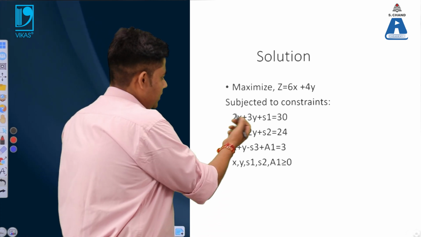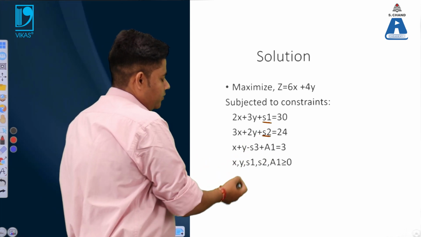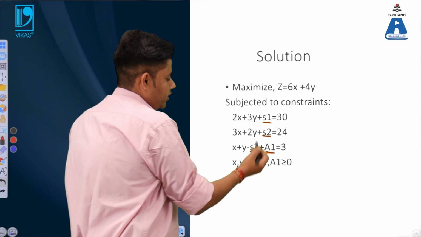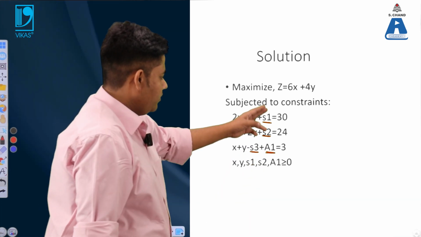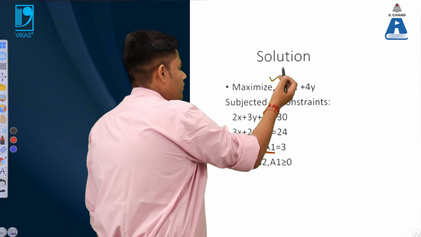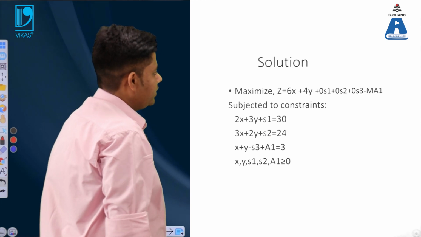So the first and the foremost thing is to convert these constraints into an equality type. Initially it has less than type constraints, so I have added a slack variable. Here also I have added a slack variable. And if it is more than type constraint, I need to subtract the surplus variable and add an artificial variable to it. So it will be converted into an equality. And also I need to convert this objective function. So objective function would be converted like this.